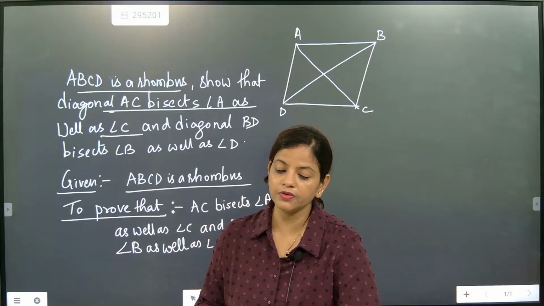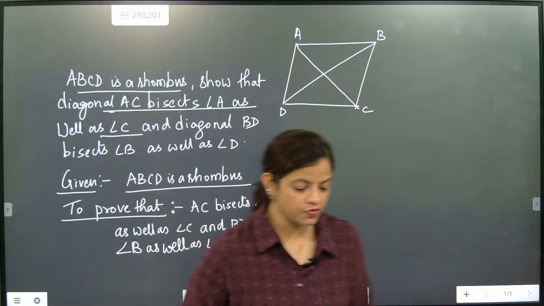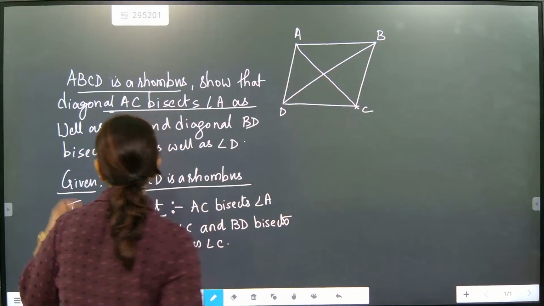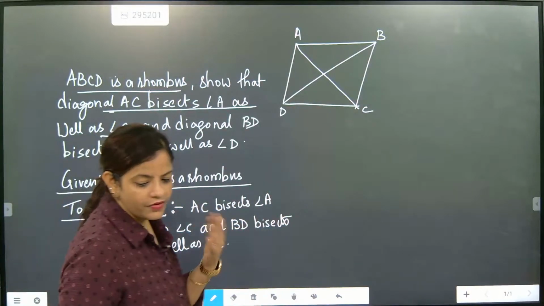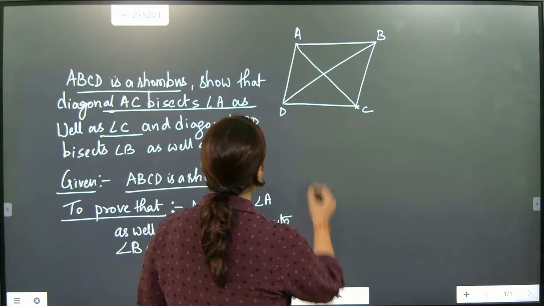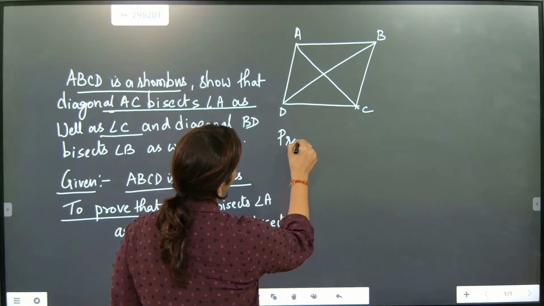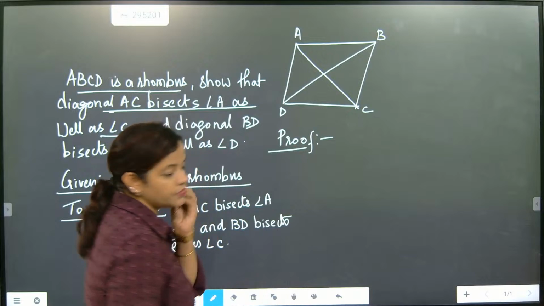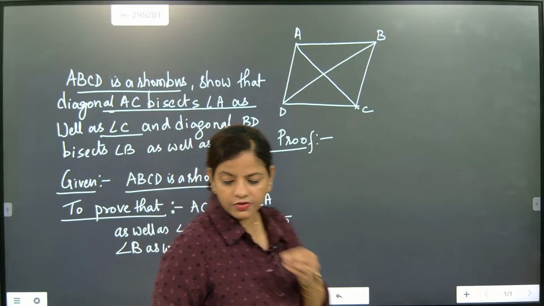So now what we are going to do, we will be taking the triangles. Which are the two triangles we are going to take? This is given, and this is to prove. Now we will start the proof section. In the proof section, we will take two triangles. Bisectors we are not going to take.